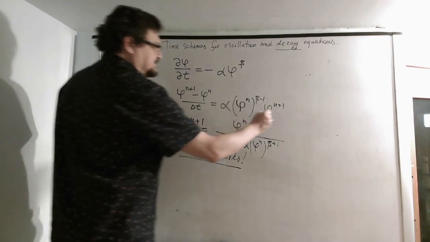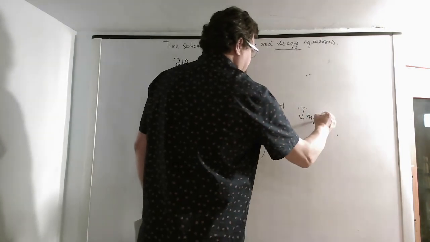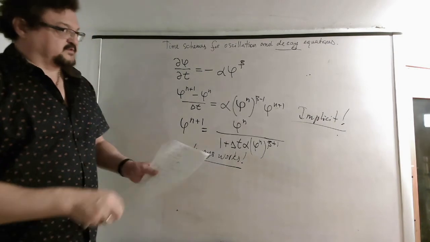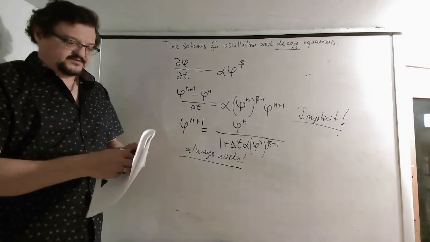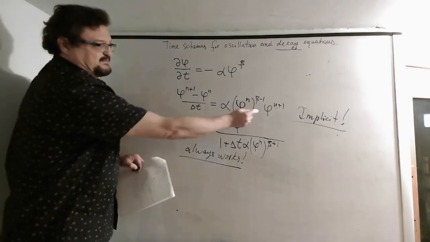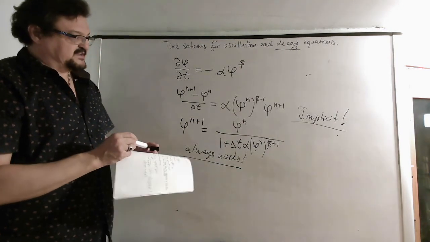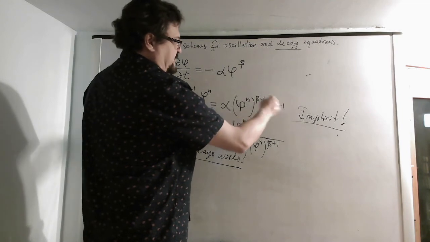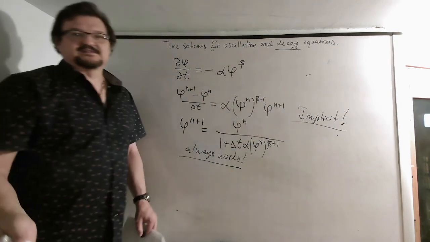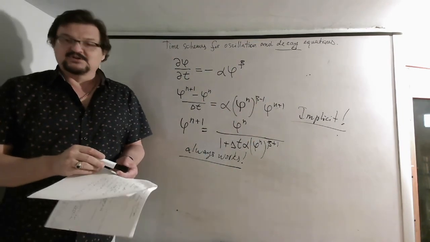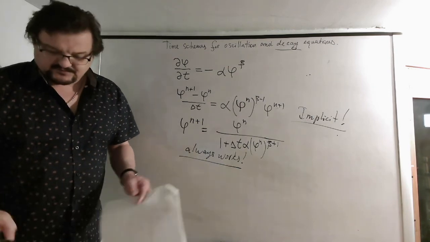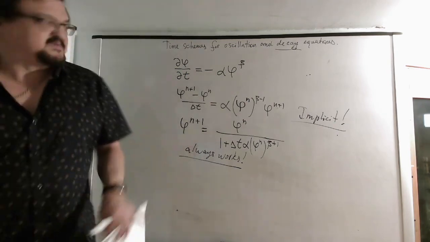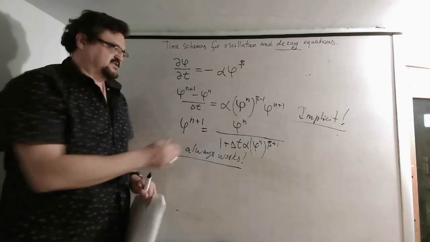So implicit. If you have a nonlinear term like that, always use an implicit scheme. Linearize the implicit scheme, of course. Because otherwise, if it's phi n plus 1 to the power of beta, then this is a nonlinear equation that you would need to solve using some Newton method, and that would be expensive. So it's better just to linearize it, and then you can just write it like that.